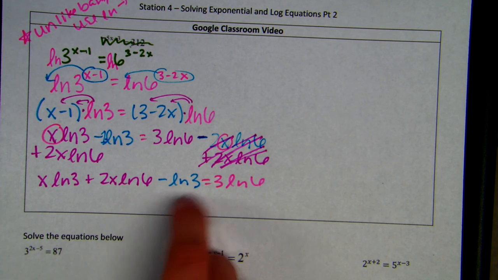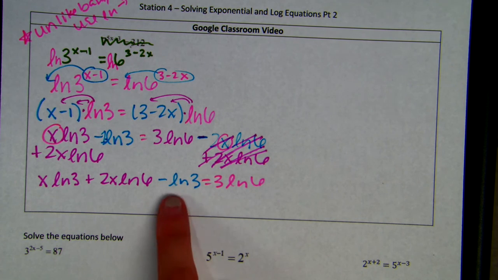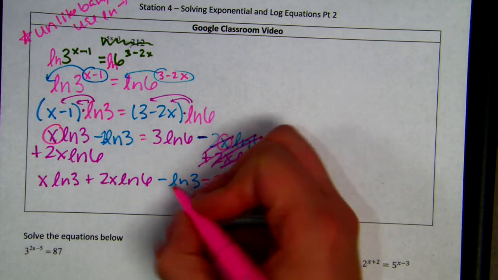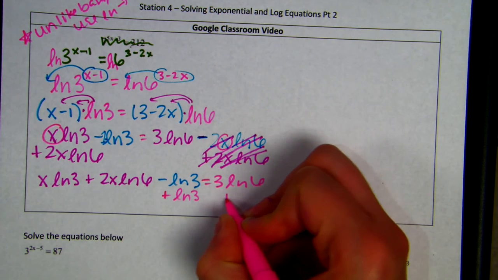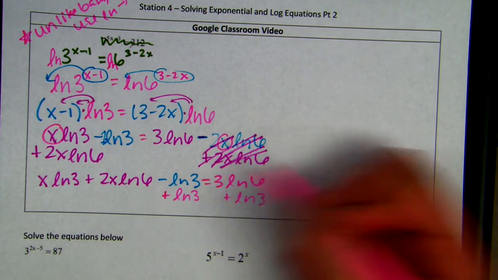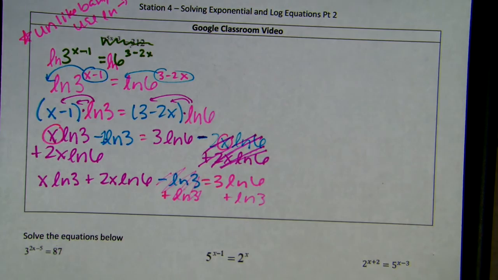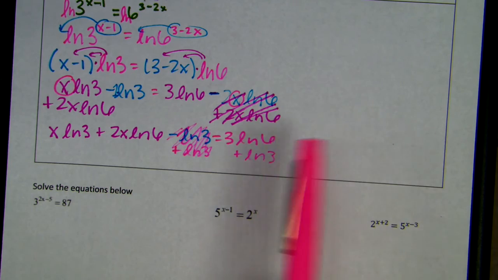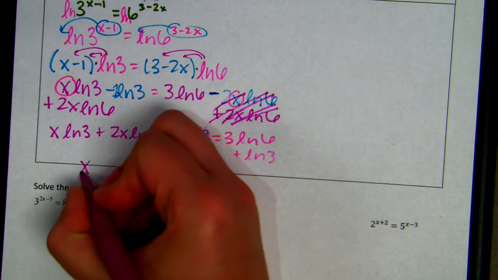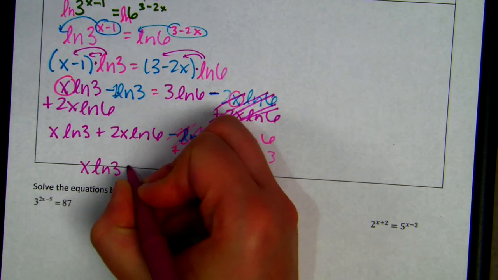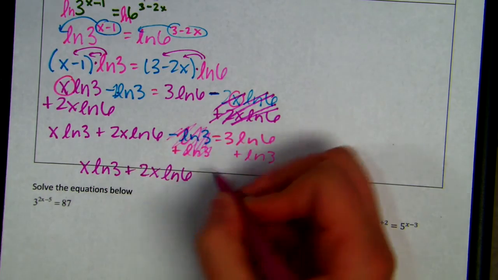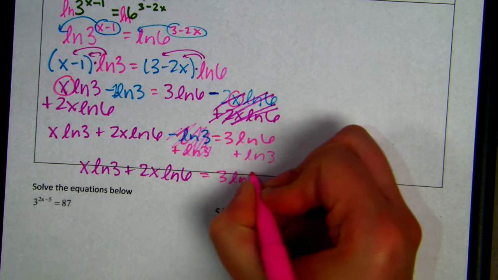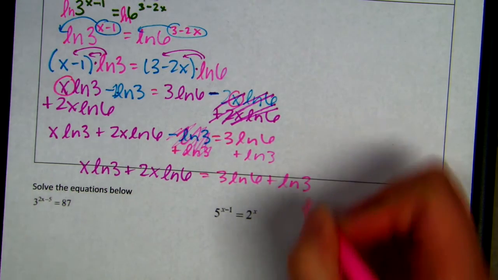All right, so we have this natural log of 3 over here. There's no x here, right? So I want to get that out of there. I'm going to add this to both sides. So I'm going to add natural log of 3 here and add natural log of 3 here. These can cancel because inverse properties and such. Boom, boom, boom. So we're left with this. So I'm going to have x natural log of 3 plus 2x natural log of 6 equals 3 natural log of 6 plus natural log of 3.